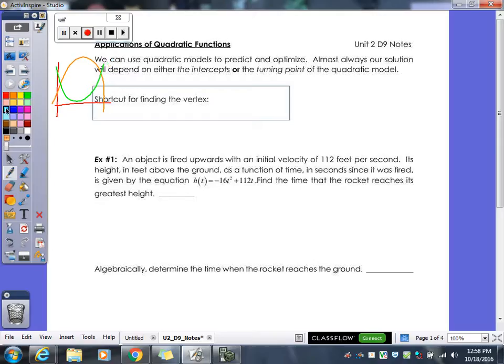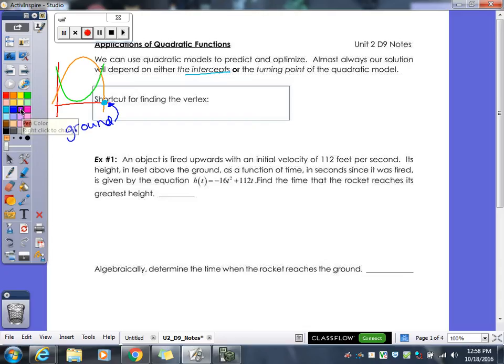So when it deals with our word problems, we have two types of questions. It deals with your intercepts, which is when it hits your x-axis. Those kind of questions will ask you, when does it hit the ground? If it's asking you when it hits the ground, you're looking for your x-intercept. You'd plug a 0 in for your y, factor, and solve.